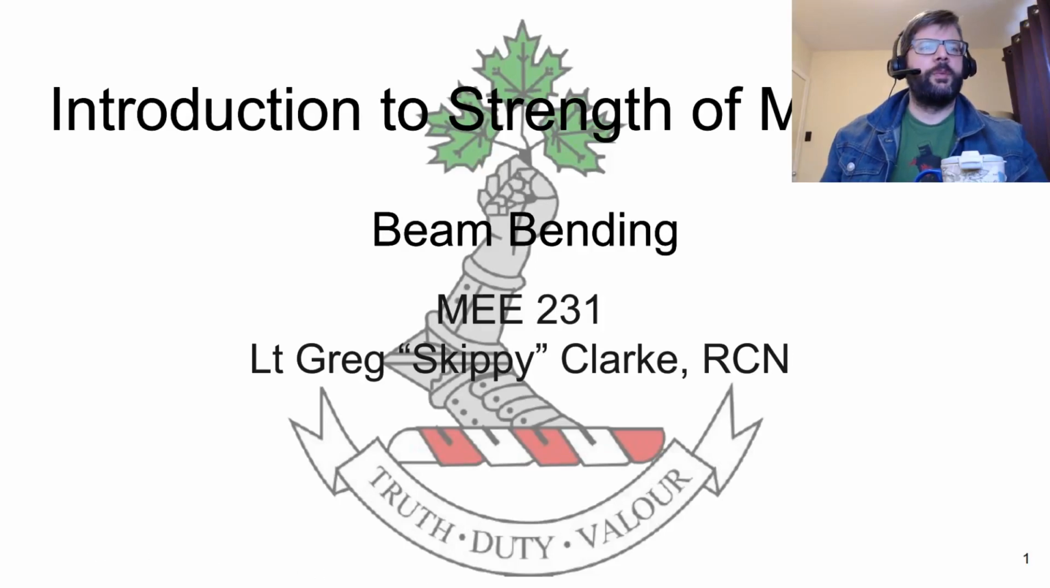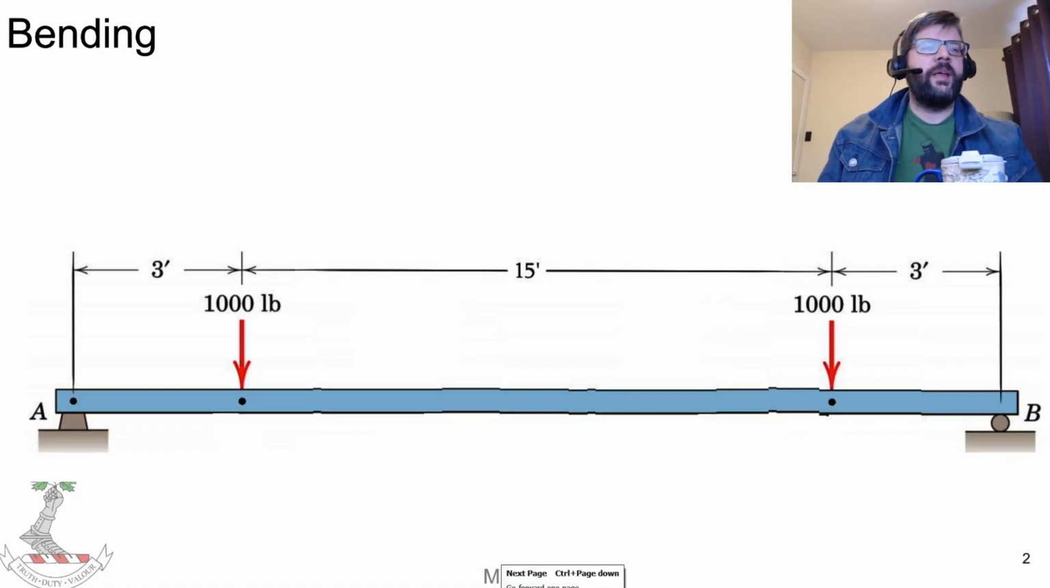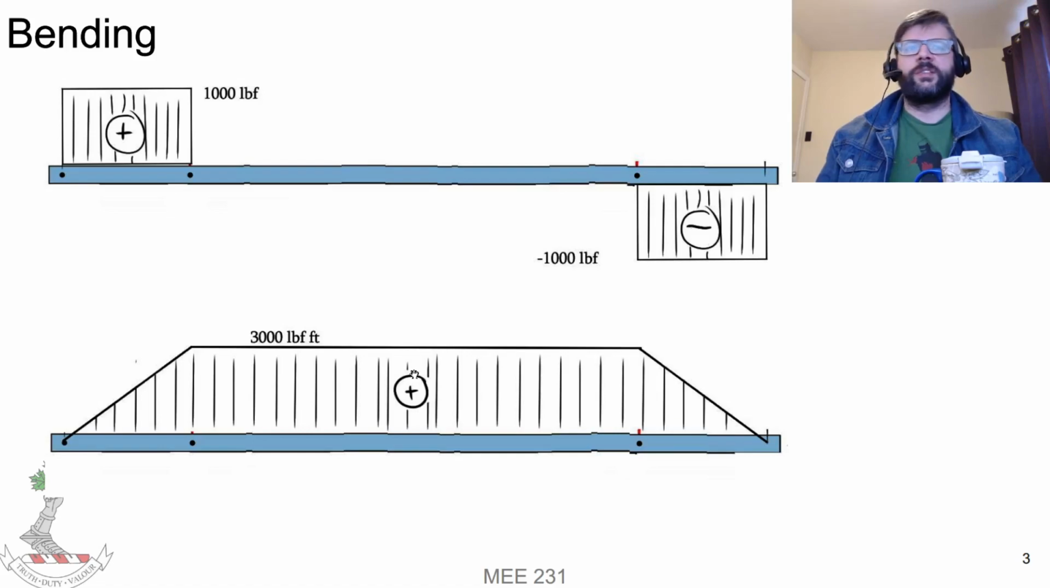So we talked about pure bending. Let's look into how this translates into actual beams. If we have a beam with a setup like this, supported on either end with two forces in the middle, and those forces are uniformly distributed, then what we're going to end up with is a shear diagram that looks like this and a bending diagram that looks like this.